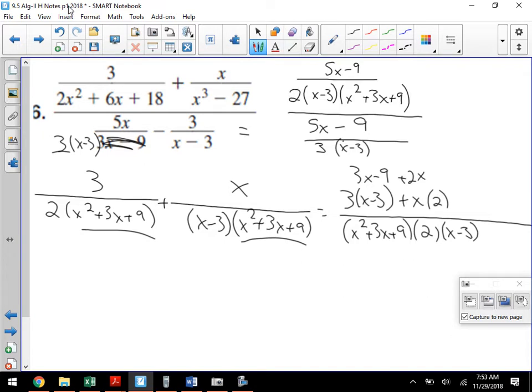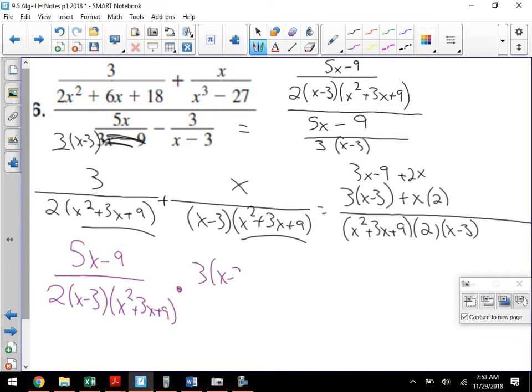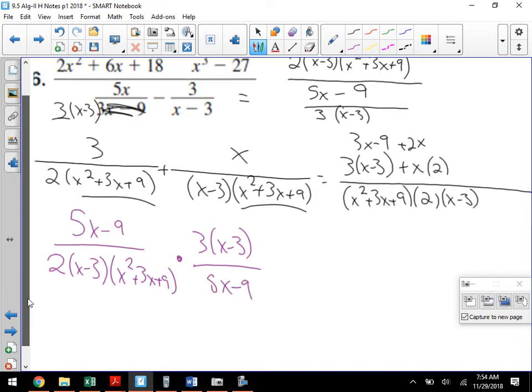Ish. So now you've got your complex fraction, the 5x minus 9 divided by the junk, all divided by 5x minus 9 divided by junk. So that bottom junk, the 5x minus 9 over something, I'm going to bring it up and flip it because we multiply by reciprocals. I'll rewrite that all down here. So we have 5x minus 9 over 2 times x minus 3 times x squared plus 3x plus 9, times 3 times x minus 3 over 5x minus 9.